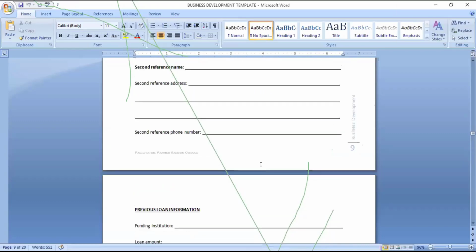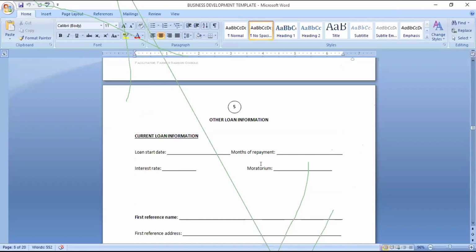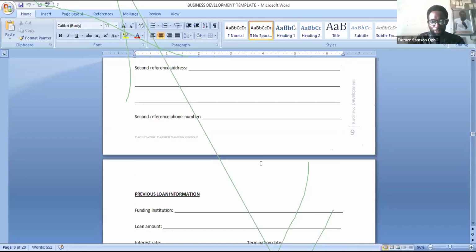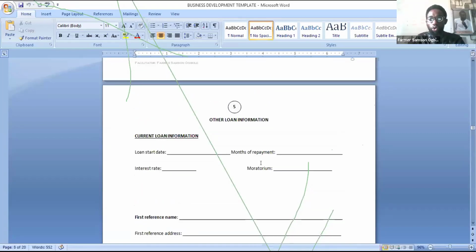Then, oh, sorry. This is supposed to be your current loan information. I missed it up. There is previous loan information. Sorry. Current loan information is the loan you want to collect now. When do you want it to start? How many months are you going to use for repayment? Interest rate, don't worry, it is filled automatically to 5. Moratorium by default is 6 months.